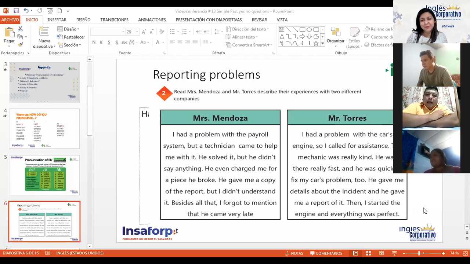Okay, Mr. Torres? I had a problem with the car's engine, so I called for assistance. The mechanic was really kind. He was there really fast, and he was quick to fix my car problems too. He gave me details about the incident, and he gave me a report of it. The engine and everything was perfect. Thank you, Mr. Cañenques. I could see that you made an effort to pronounce the verbs in past the correct way. So thank you for that.